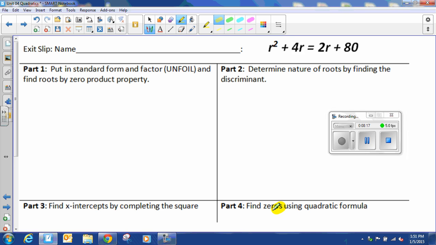Now, I use different words: zeros, x-intercepts, roots. They all mean the same thing. They're all basically the solution of the quadratic equation.